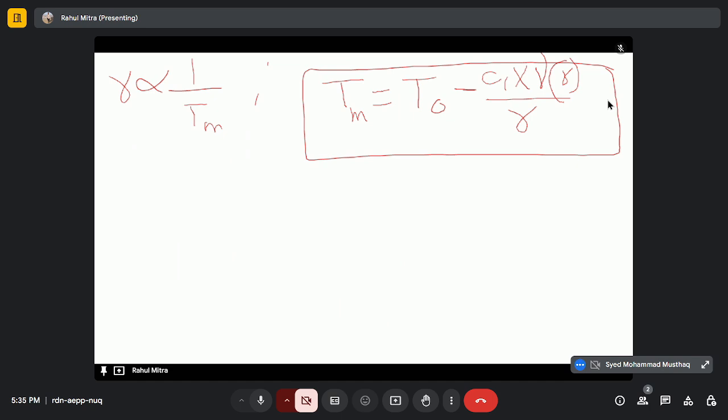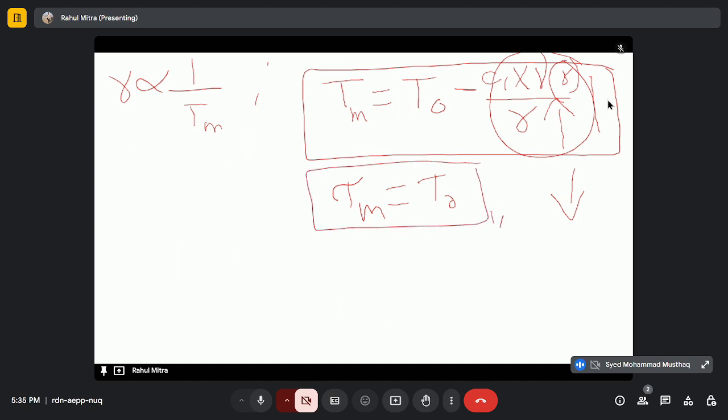Now, if the size of the particle increases, for example, if the particle size is very large, then this term will go on decreasing, and finally Tm will be equal to T naught, the equilibrium melting temperature.